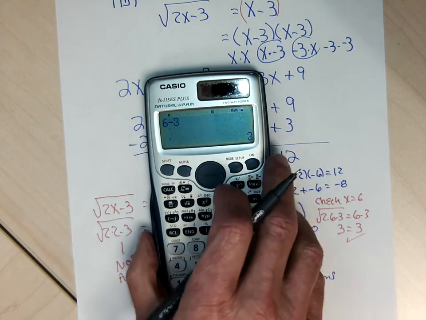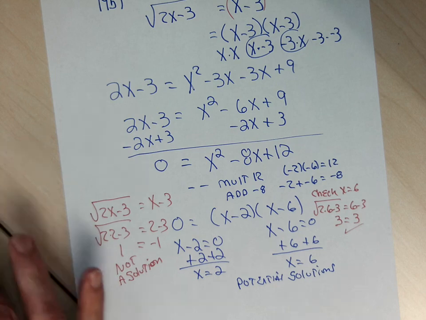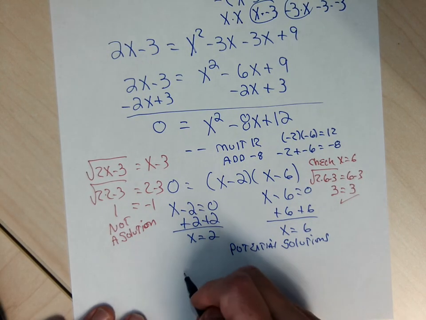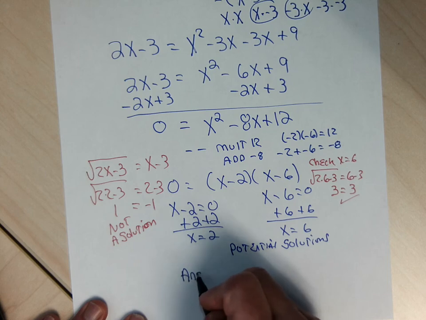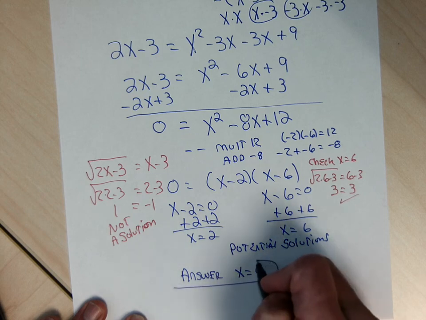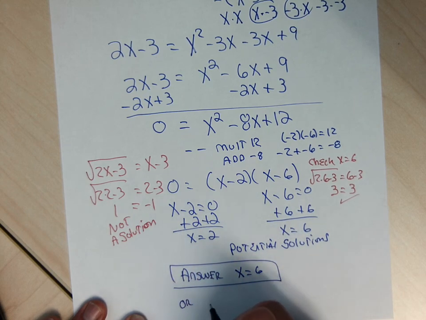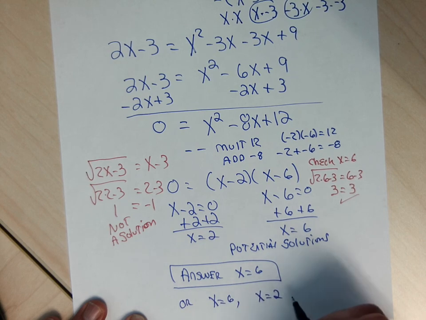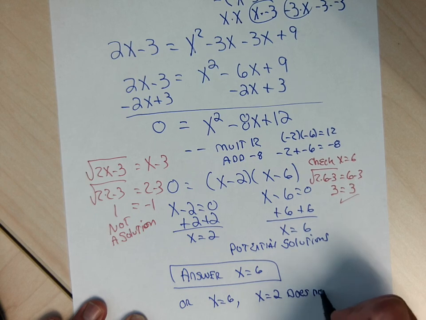When I write my answer, the best thing to do is only write the answer that checks, but I can write both and say that the one answer doesn't check. So either I would just say x equals 6, I would say that's the best answer, or I could say x equals 6, comma, x equals 2 is extraneous or does not check.